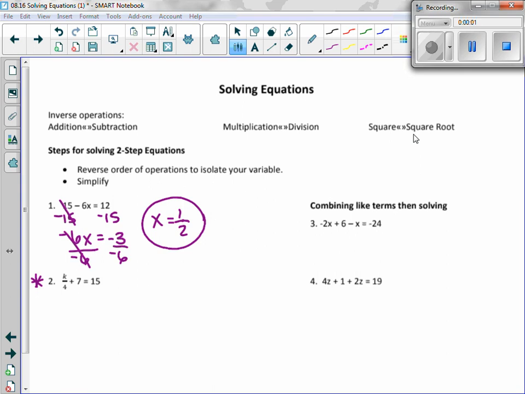So it's division instead of multiplication. So the k is being divided by 4, but would I still start the same way? What would you start by doing? Anybody?